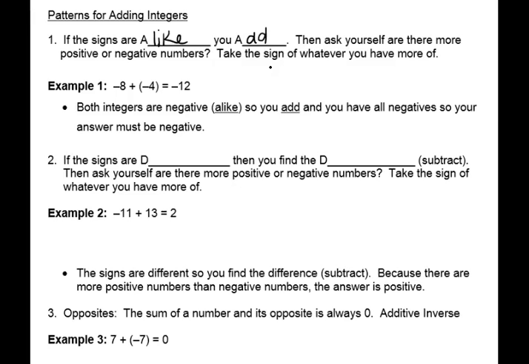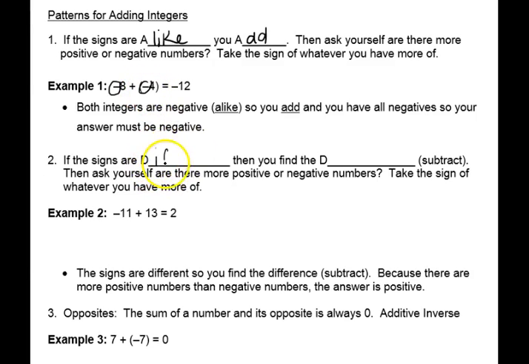Then ask yourself, are there more positives or more negatives? Take the sign of whatever you have more of. For example, in this problem, I see that the signs are alike, the signs being negatives. Because they are alike, I'm going to add. 8 plus 4 is 12, and our answer has to be negative because I only have negative numbers. I have 8 negatives and 4 negatives.